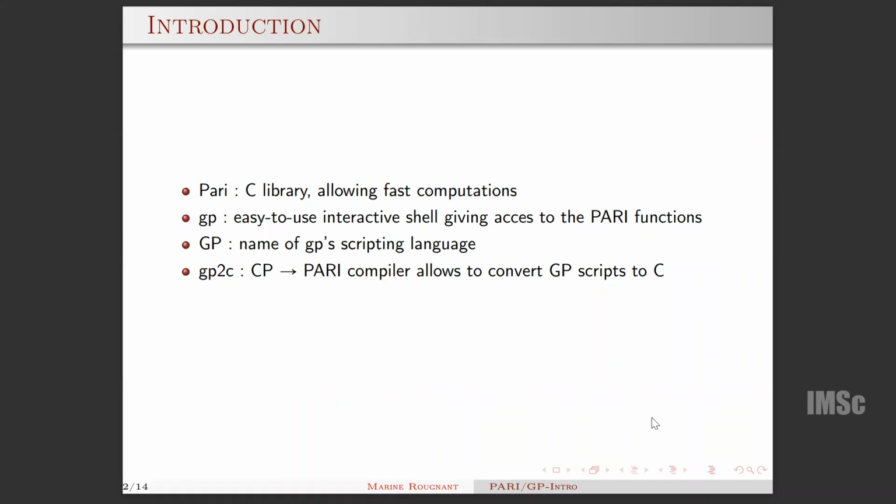Before going inside the software, I want to present to you the name of the software. It's named PARI GP. PARI because of Pascal arithmetic. It is a C library, which allows fast computation. GP is an easy-to-use interactive shell, which gives access to the PARI functions. So all the functions are in this library, and you can access them with GP. GP, with capital G, capital P, is the name of the language. You may also meet GP2C, which is in fact a compiler going from GP to the C library. So you don't really need to know that to use it.